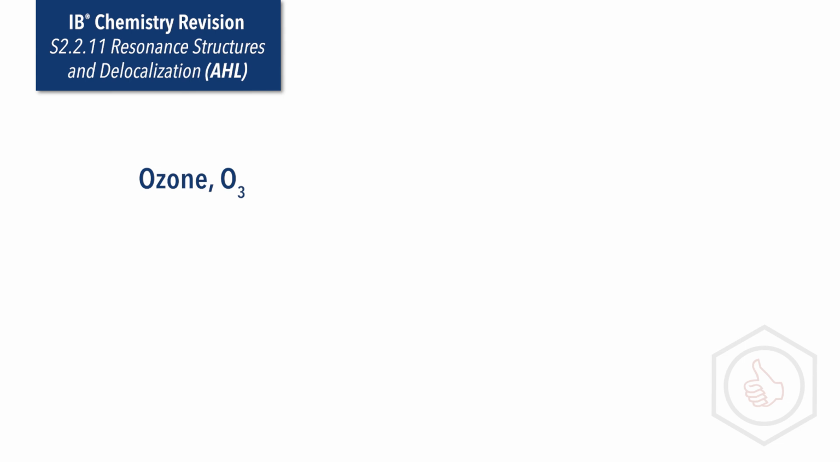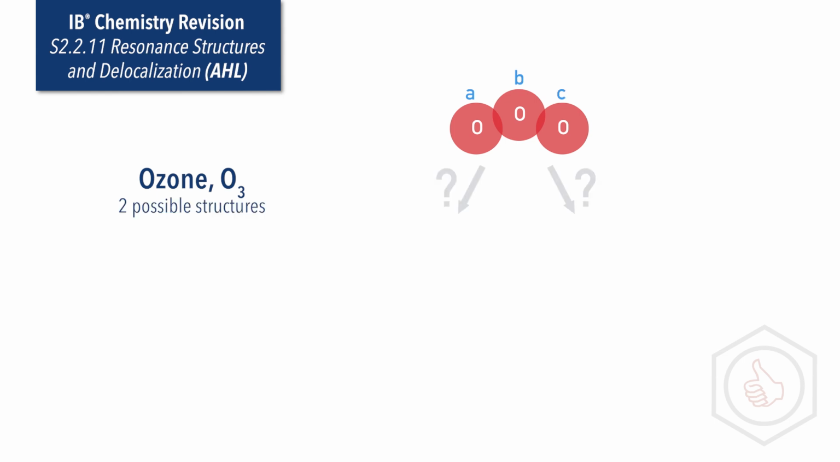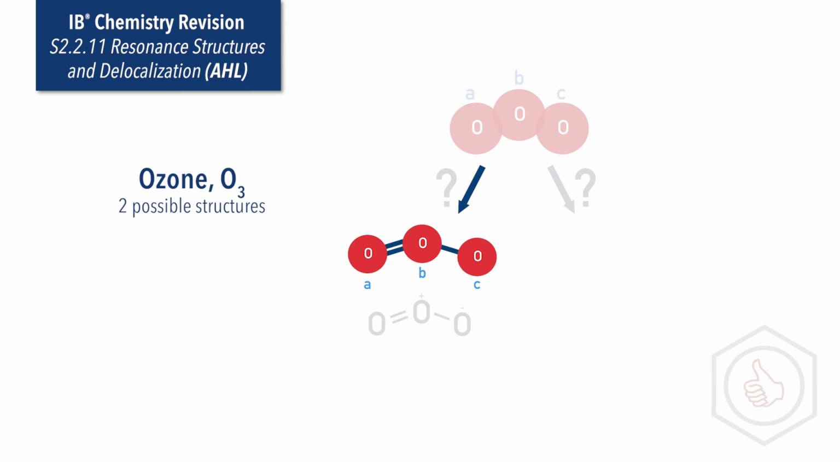Ozone molecules, O3, are made up of 3 oxygen atoms bonded together. If we label each of the atoms as A, B, and C, we can see that there are 2 different Lewis structures we can form. One with a double bond between oxygen atom A and oxygen atom B, and a single bond between oxygen atom B and oxygen atom C, and another valid structure where there is a double bond between oxygen atom B and oxygen atom C, and a single bond between oxygens A and B.